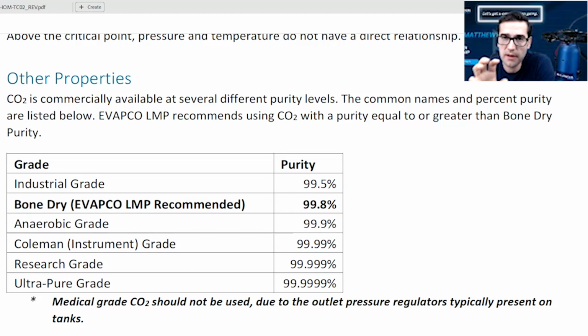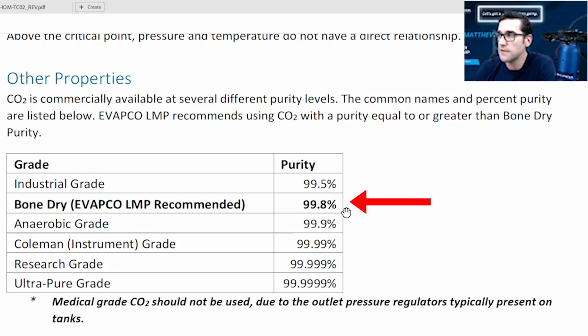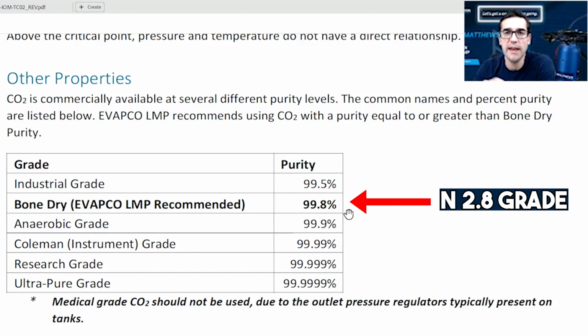So I want to give you a look at what all these numbers mean. This industrial grade, when I talk with people in Europe, they say that's an N2.5 grade. So this is really how to read purity levels, and this took me a long time to figure out. Do you think it'd be pretty simple to look it up? So 99, you put a 2 for that, 0.5. So it'd be a grade N2.5. For Bone Dry, this would be a 2.8, N2.8.